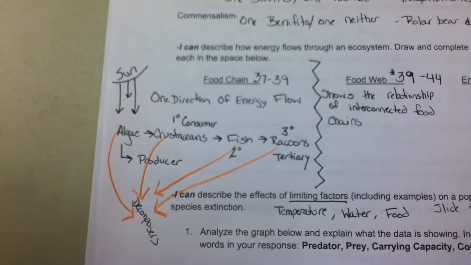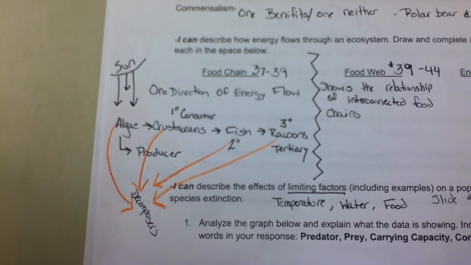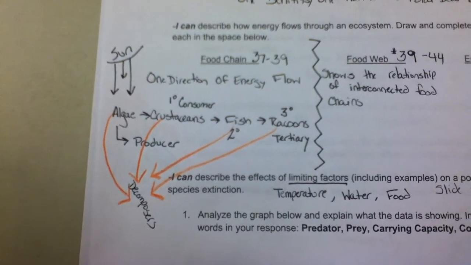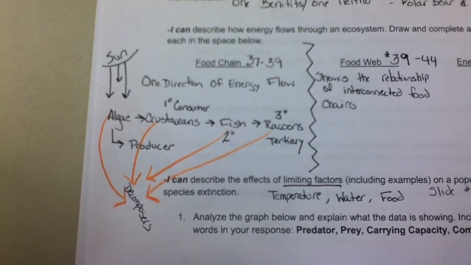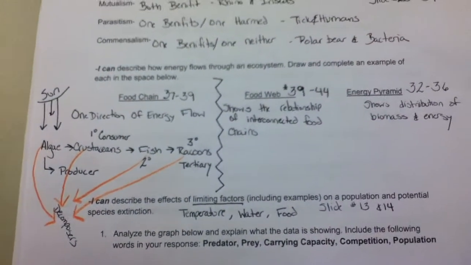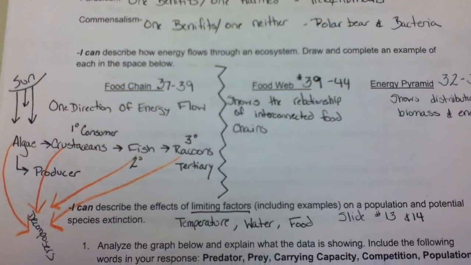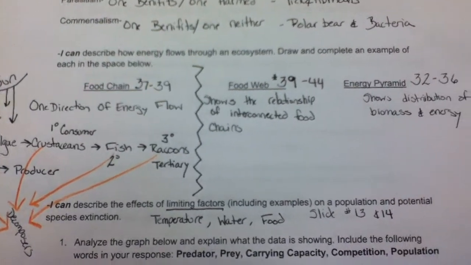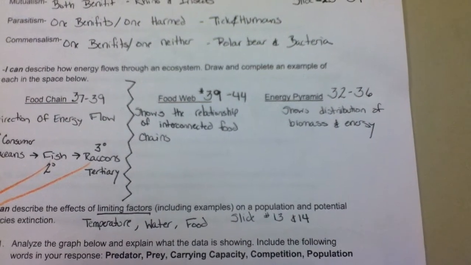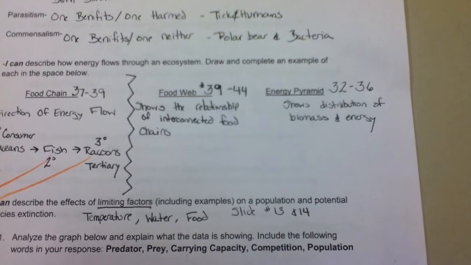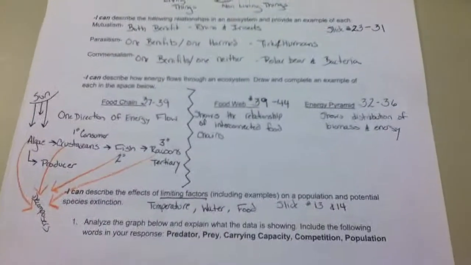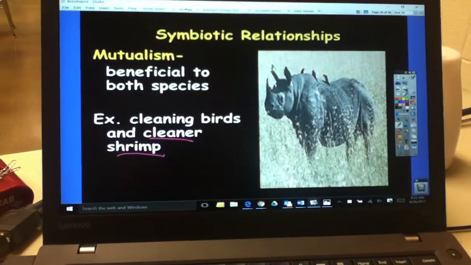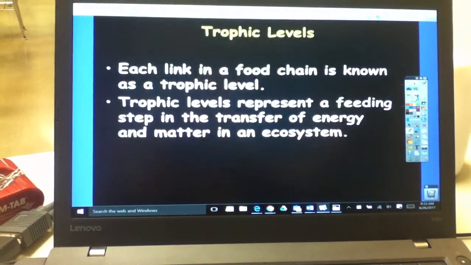At any point, these steps in the food chain can die and be decomposed back into the ecosystem by the decomposers. So that's your food chain, one direction of energy flow. Your food web shows the relationship of the interconnected food chains, and it shows how they're all dependent on each other. And then your energy pyramid shows the distribution of biomass and energy in an ecosystem. So we're going to start on slide 32 and take a look at some of the examples that were in the PowerPoint. And I'll just explain those to you really quick.